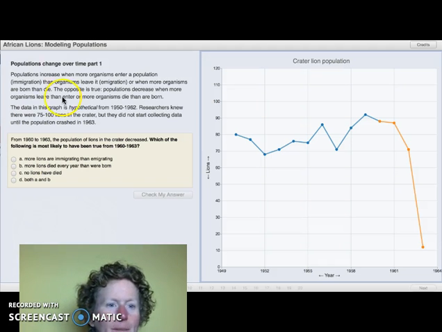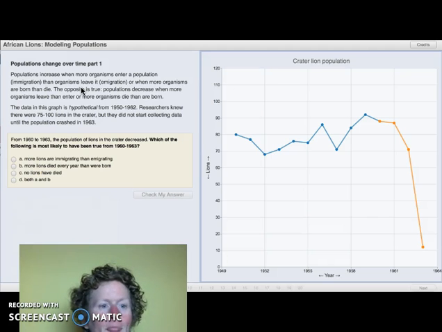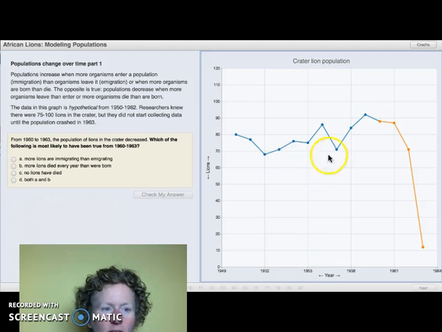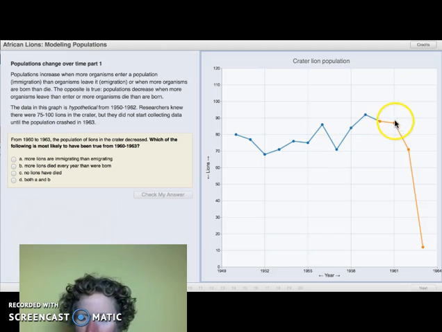Populations change over time. Populations increase when more organisms enter a population, that's immigration, or when organisms leave it, emigration, or when more organisms are born than die. The opposite is true. Populations decrease when more organisms leave than enter, or more organisms die than are born. The data in this graph is hypothetical from 1950 to 1962. Researchers knew that there were about 75 to 100 lions in the crater, but they did not start collecting data until the population crashed here in about 1963.